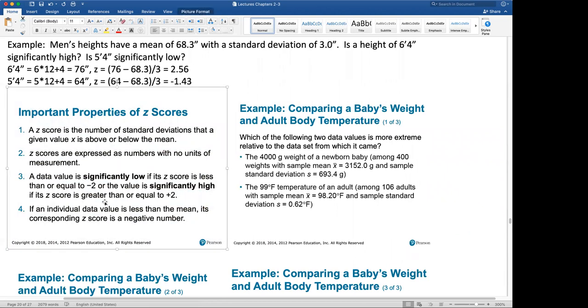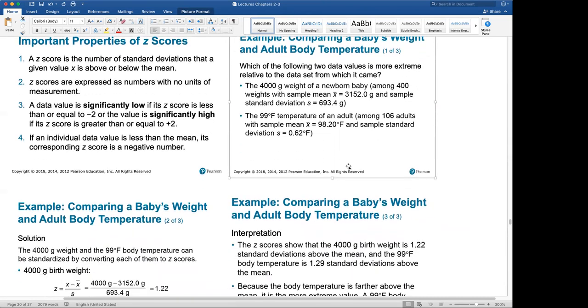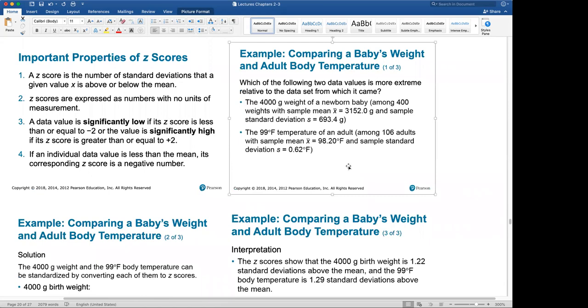So now, if an individual data value is less than the mean, its corresponding z-score is a negative number. Makes sense. Okay, and then see the example comparing the baby's weight and the body temperature. Which of the following two data values is more extreme relative to its data set? I think we have to figure out the z-score in this case.